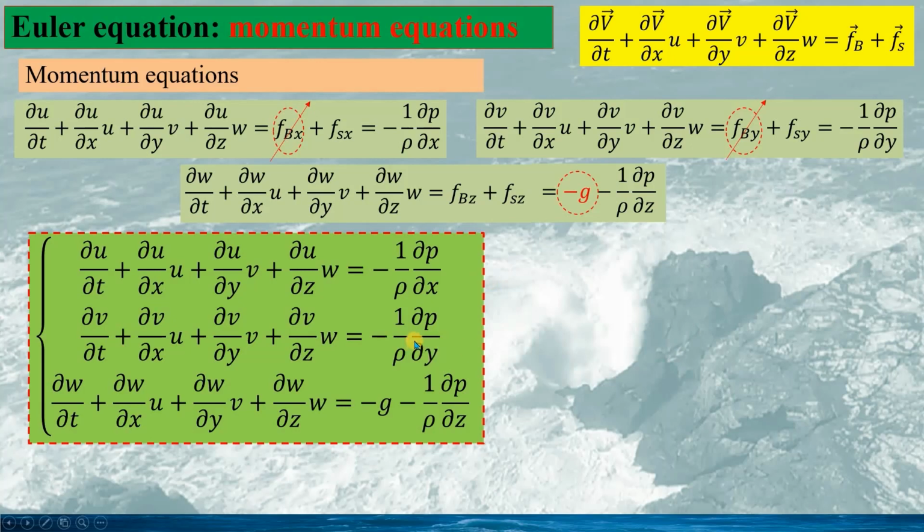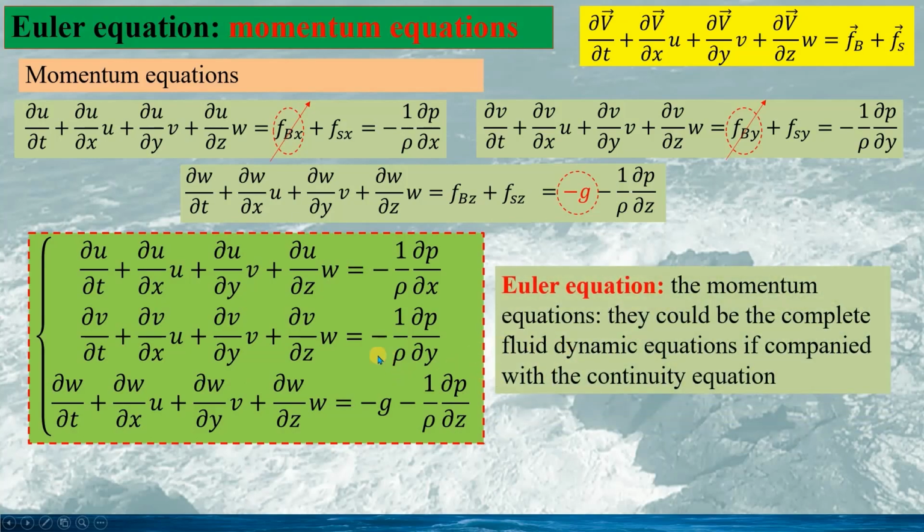Now, put all this together, the Euler equation would be given as these three momentum equations. And we can see from the momentum equations, we have 3 equations, but we have 4 unknowns: the pressure P and the 3 velocity components U, V, and W. So the Euler equation is only complete if the continuity equation is applied, even in incompressible flows.